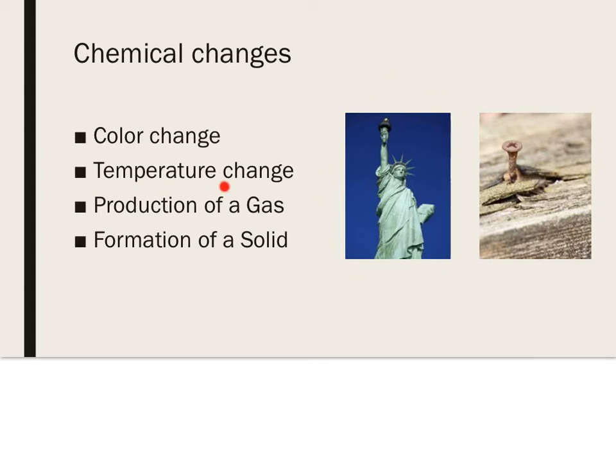All right, and then we have temperature change. Another way to tell if there has been a chemical change is to measure and detect any temperature change of the substances involved. So, for example, when combining ammonium nitrate, let's say, with water, the temperature of the combination goes down because heat is absorbed in this chemical reaction. All right, so the temperature went down, so that was a change of temperature.